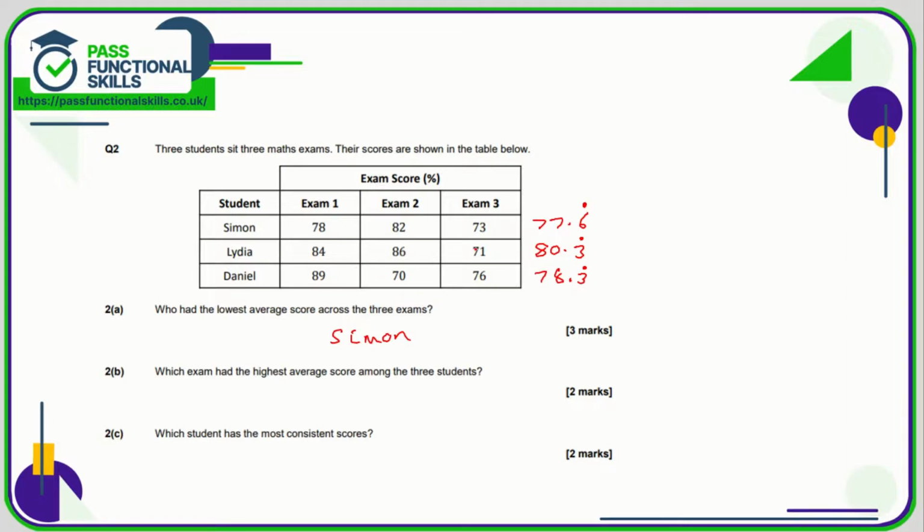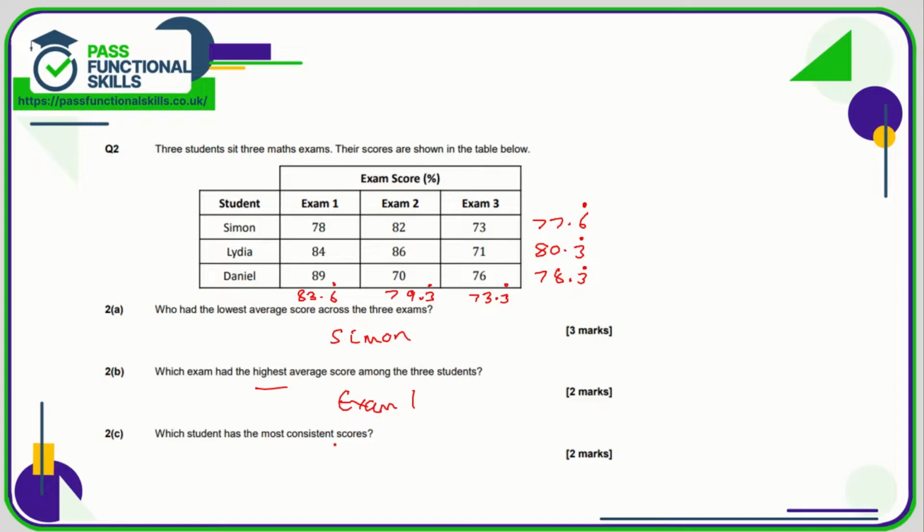Now, which exam had the highest average score? So this time we're going to do exactly the same thing, except we're going down the columns instead of across the rows. So for exam 1, 78 plus 84 plus 89 and divide that by 3 is 83.6 recurring. Exam 2, 82 plus 86 plus 70, divide that by 3 is 79.3 recurring. And for exam 3, 73 plus 71 plus 76 and divide that by 3, we get 73.3 recurring. So the exam with the highest average score is clearly exam 1.